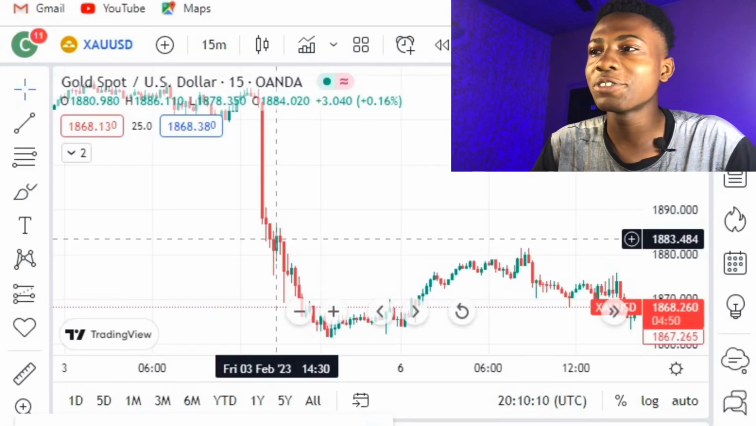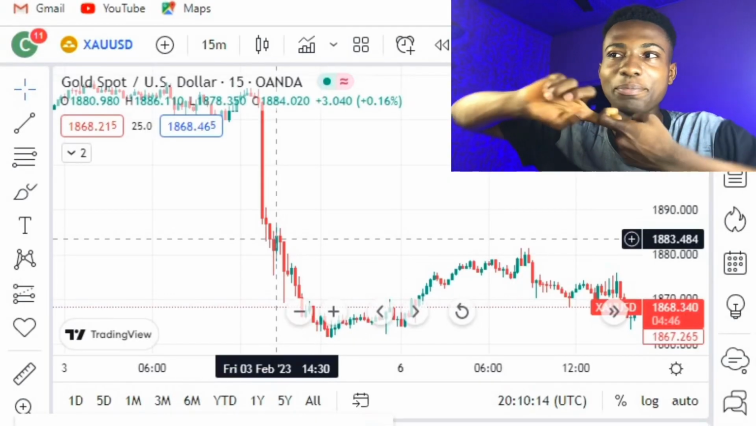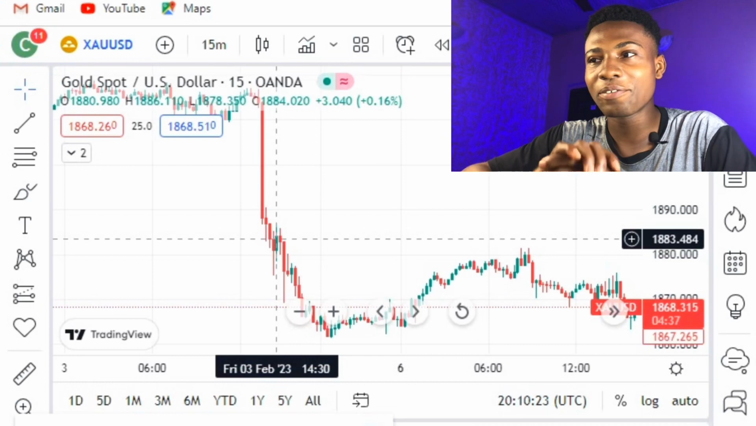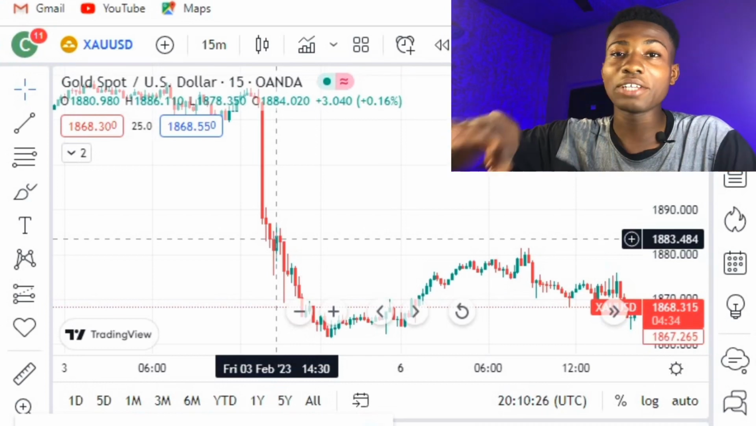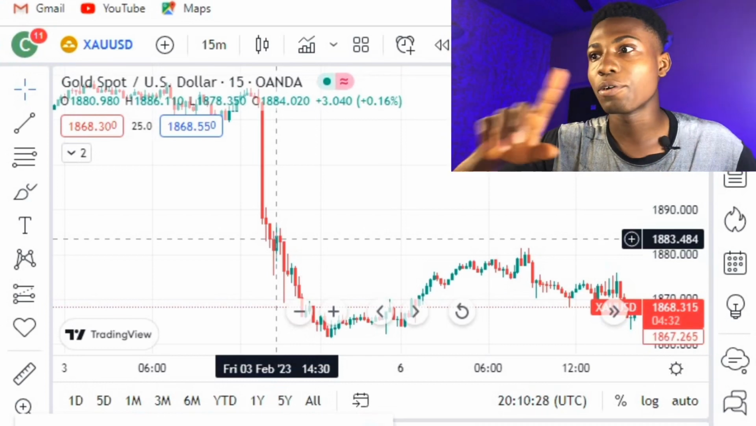Now, if you guys know me, I love trading the 1 hour time frame. Me and the 1 hour time frame is just like this, but the pip difference is very different from currency pairs. So that's why I'm going to be sticking with the 15 minutes time frame on this one.